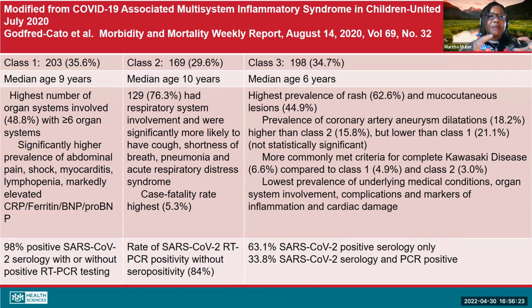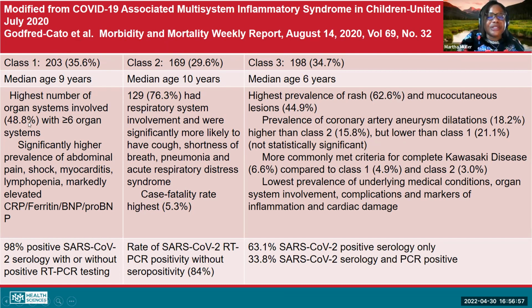This is by Godfred-Cato et al. This is when we were trying to really determine a little more about MIS-C pathophysiology. And it was very interesting. They found 3 cohorts of patients, so to speak, almost a third each. The first class were a little bit older than some of our kids with Kawasaki disease, and we're going to talk about that here, who may be admitted prior to COVID.